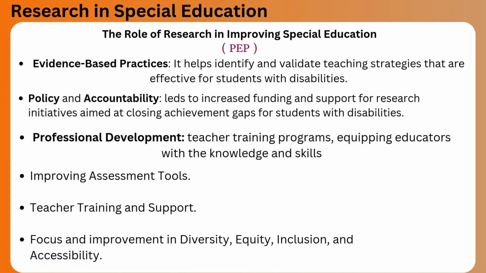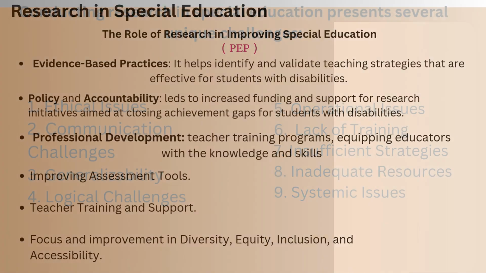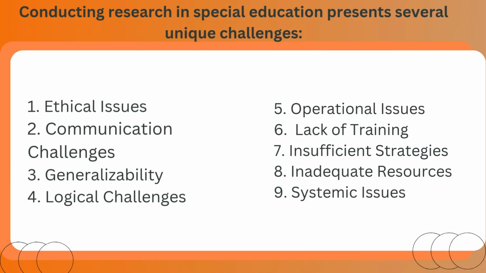The other 3 points are for improving assessment tools, teachers training and support. The last one is focusing and improving in diversity, equity, inclusion, and accessibility. This is the role of research in improving special education. Now let's see some of the challenges while conducting research in special education.